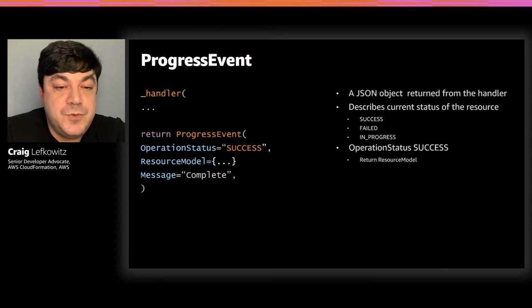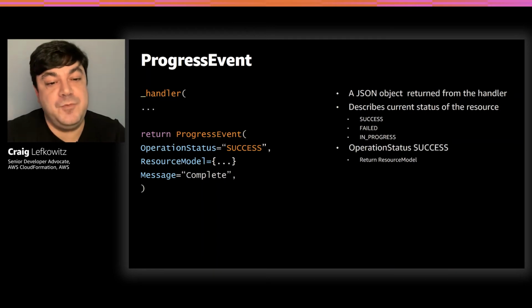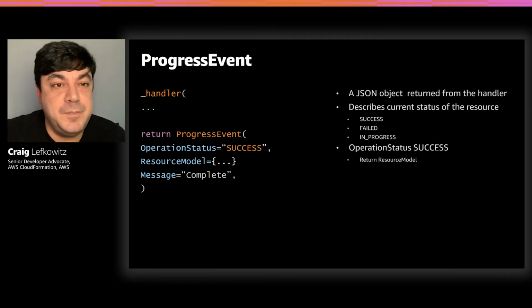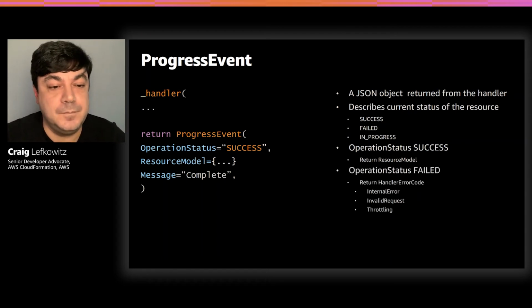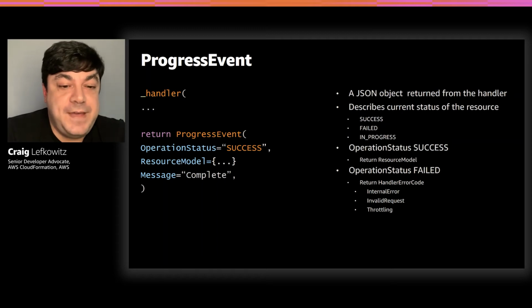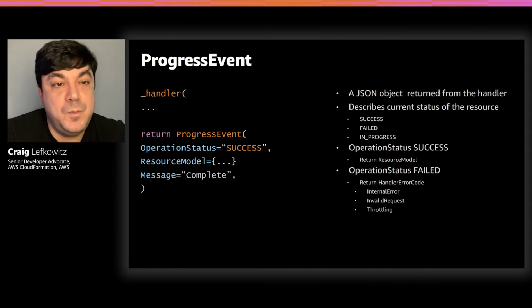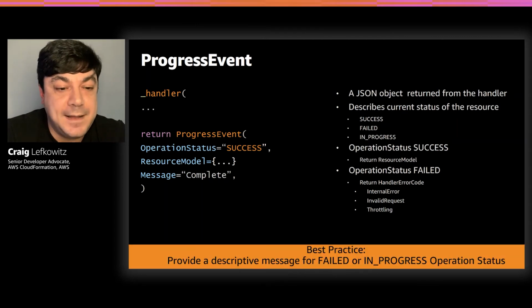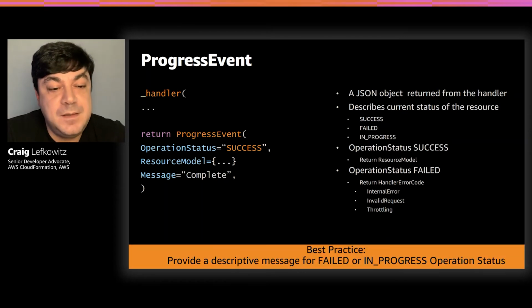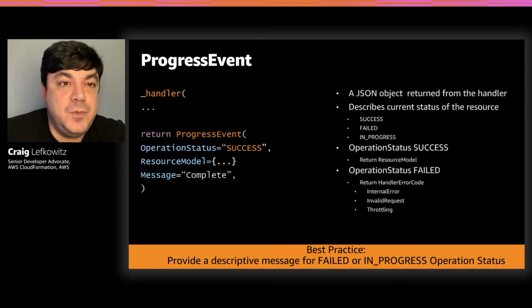If the creation of your resource is successful, set the operation status to success. If you set the status to success, CloudFormation will mark the resource as successfully provisioned and will continue processing other resources in the template. In the event that you encounter an error, you'll set operation status to failed and set the appropriate handler error code. In this case, CloudFormation will mark the resource as failed and will roll back. Remember to always set the message to something descriptive and actionable so that the user has visibility into what's happening.